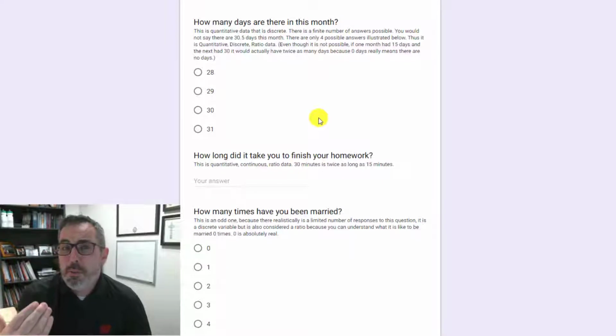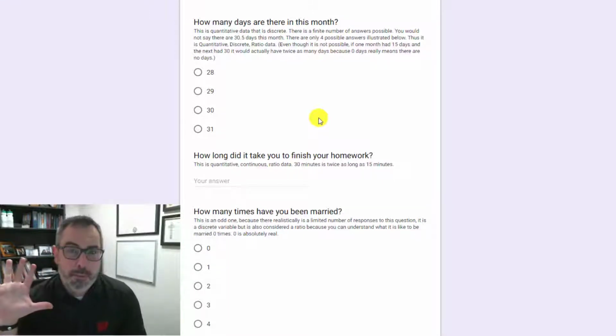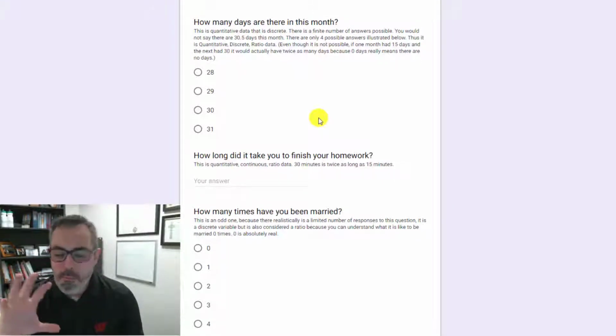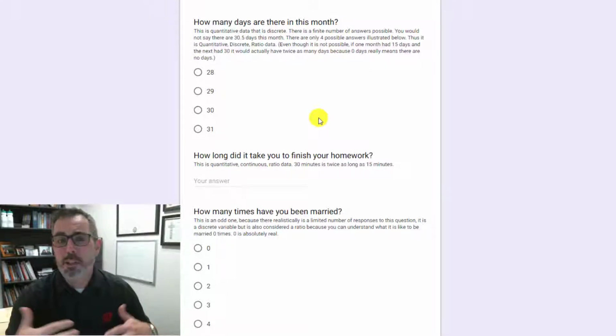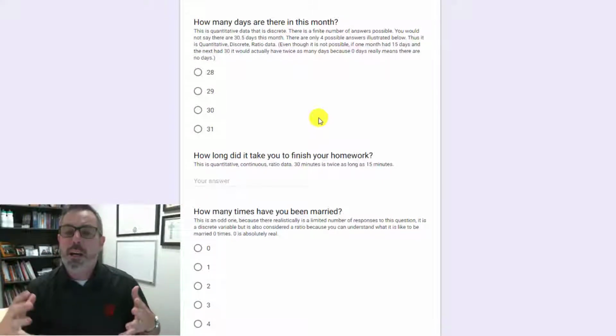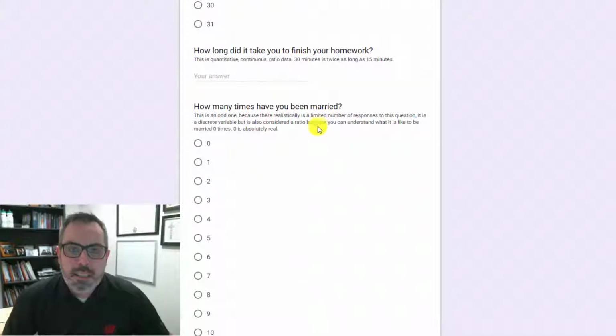And even though it would be impossible for me to say there's 0 days, 0 is not arbitrary, right? So if you had some measurement where you were asking how many days and somebody said, oh, there's 30 days this month and there's 15 days last month, there truly would be twice as many days. It's never going to work out that way, but it is a ratio. 0 does mean something.